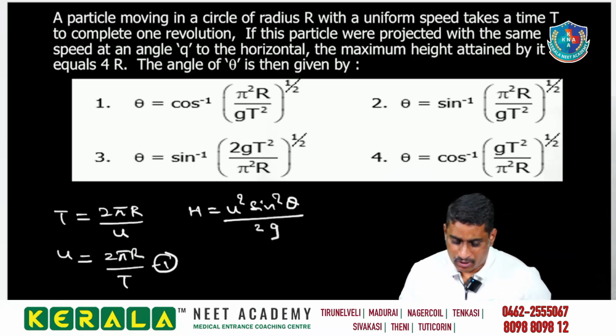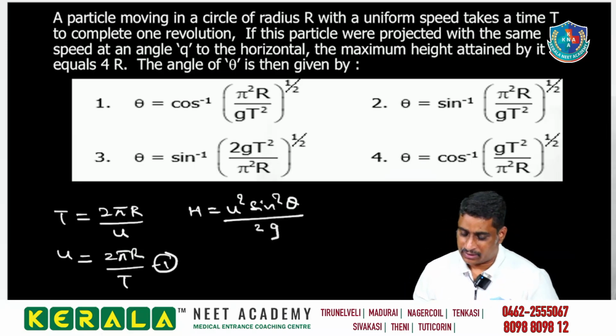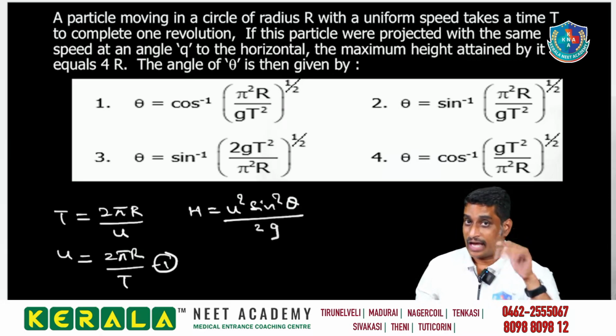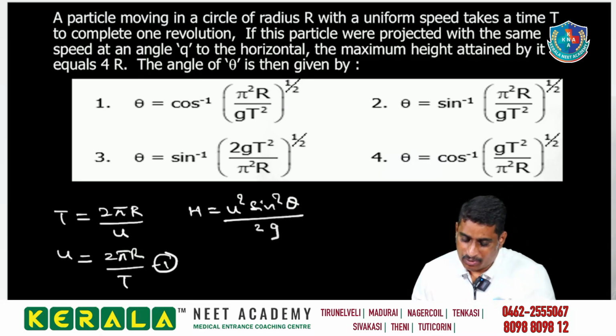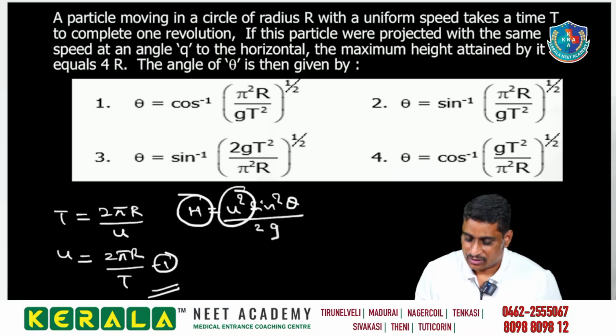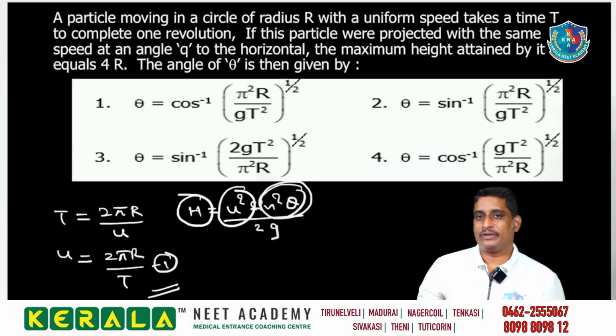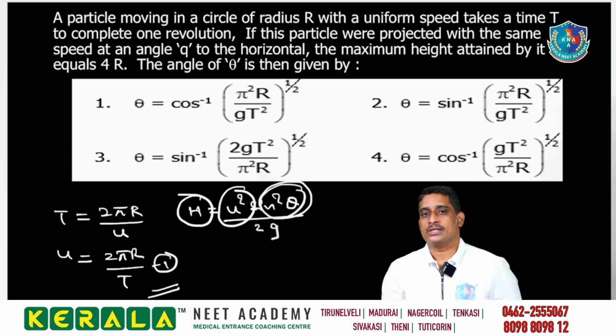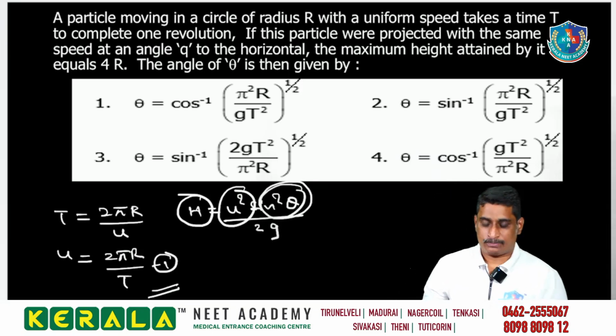Actually, maximum height they have given, not maximum range. They are asking us to find the angle of projection. Maximum height is given as 4r in the question. The u value you can take from this first equation, so automatically you can calculate the value of theta. By substituting all these values, you will get the angle of projection.